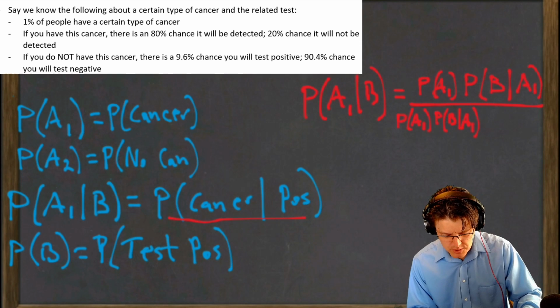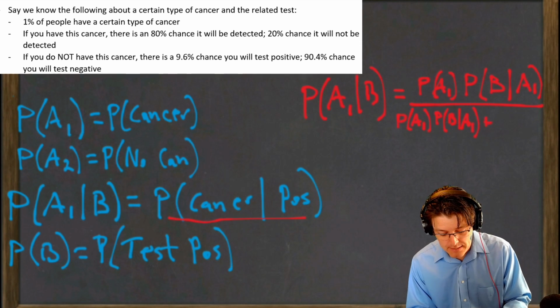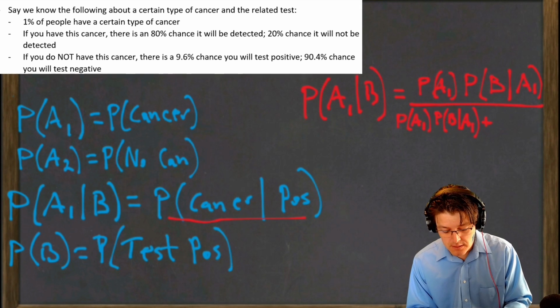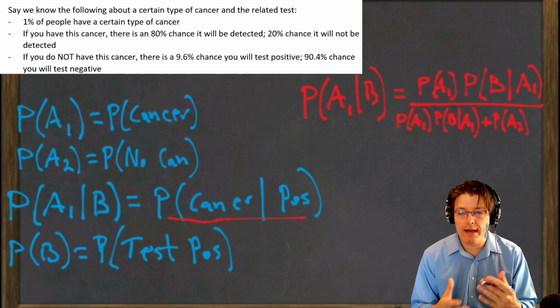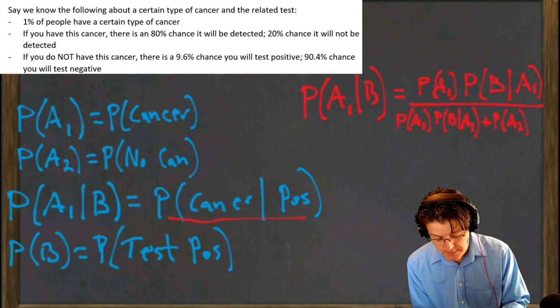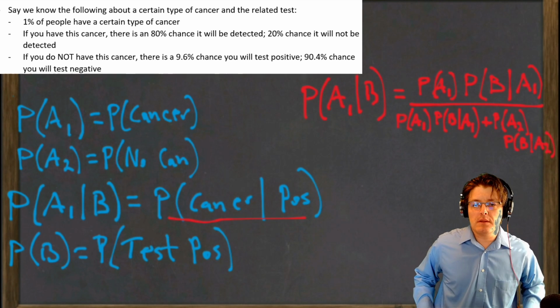Try to give myself more space here. And then plus the probability of A2. Now remember what A2 is. It's the probability you don't have cancer times the probability of a positive test given that you don't in fact have cancer.